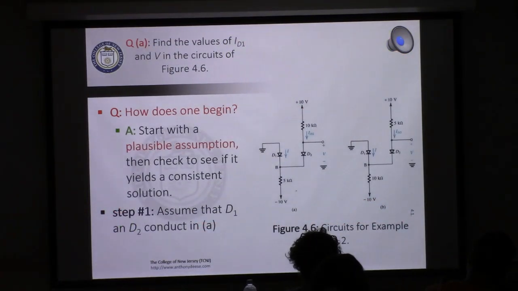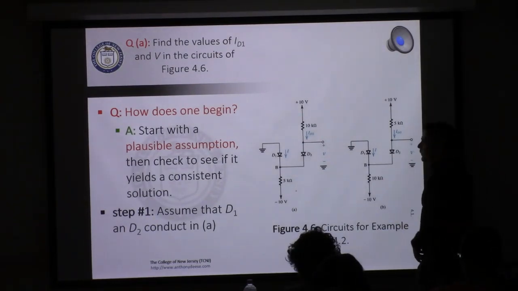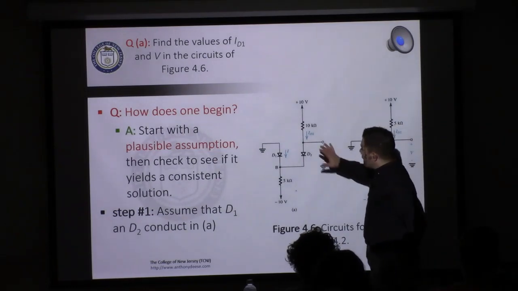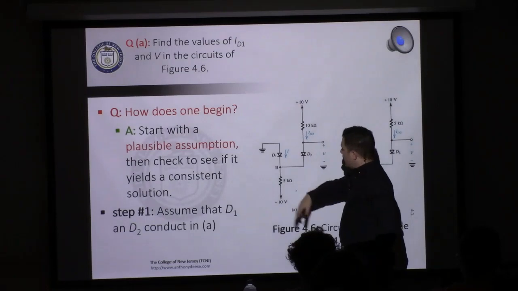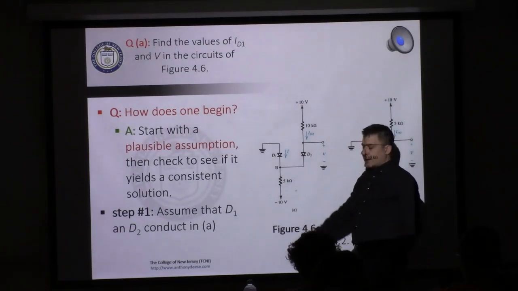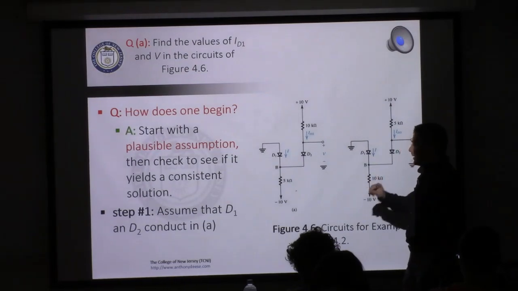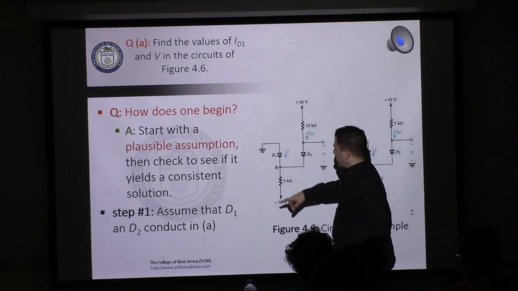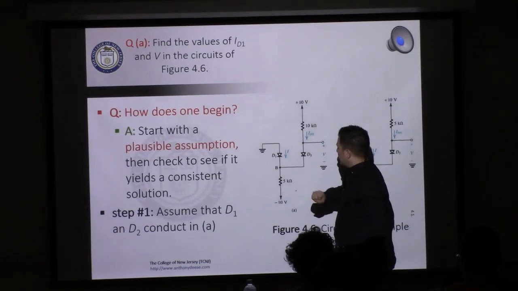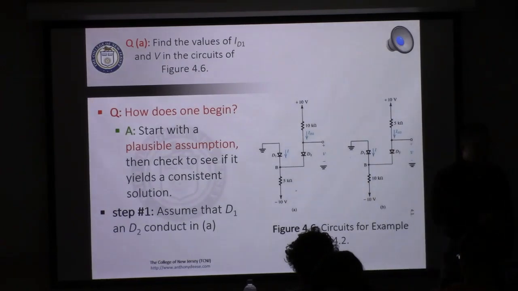Okay, so how do we begin? We'll start with a plausible assumption, and then, like I said, we'll check it to see if it works. So let's solve part A first. We have 10 volts, 10 kiloohms, 2 diodes, a ground, 5 kiloohms, and negative 10 volts. We're going to start off by assuming that D1 and D2 both conduct. So this is a short, this is a short. Point B is connected to ground, and we have this current flowing here.